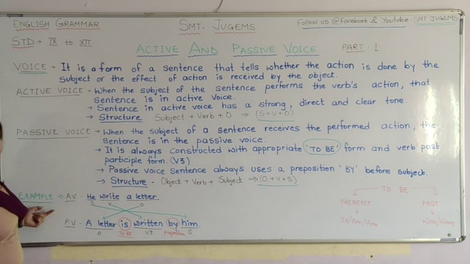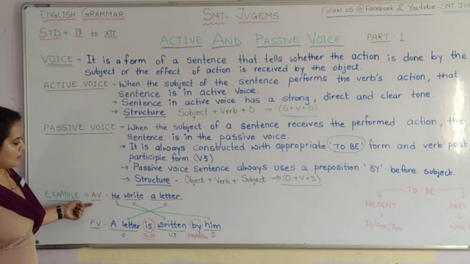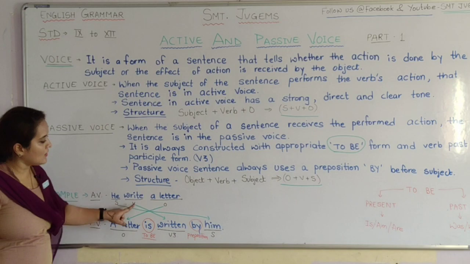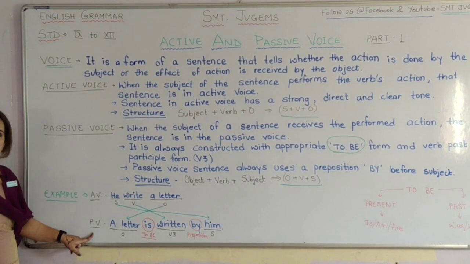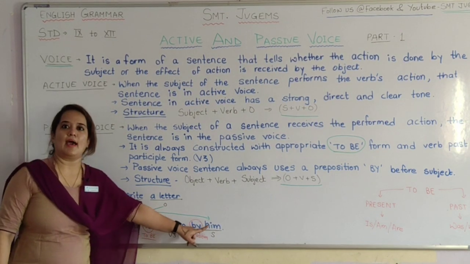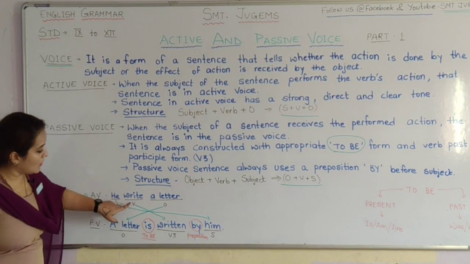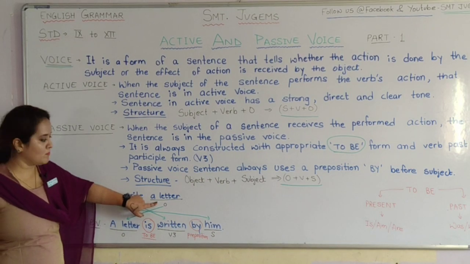Now let us see one example. Here the first sentence represents the active voice: He writes a letter. The second sentence is given in passive voice: A letter is written by him. Now here he is the subject, writes is the verb, a letter is the object.